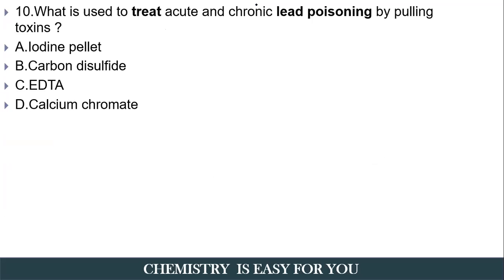So what is used to treat acute and chronic lead poisoning by pulling toxin? Iodine pellet, carbon disulfide, EDTA, and calcium chromate. Again, a very topic-based question, but can be asked in all kinds of examinations. So here the answer is option C, EDTA.